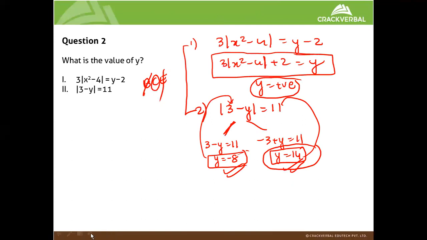All right. So here's the third question. Again, I'm going to give you a minute and a half, 2 minutes to solve.